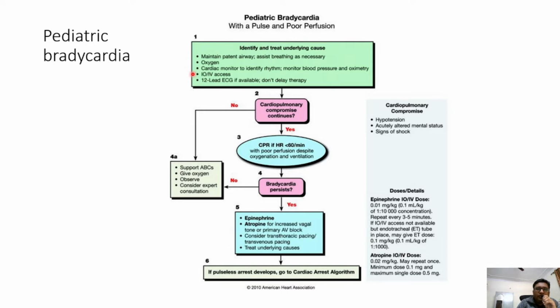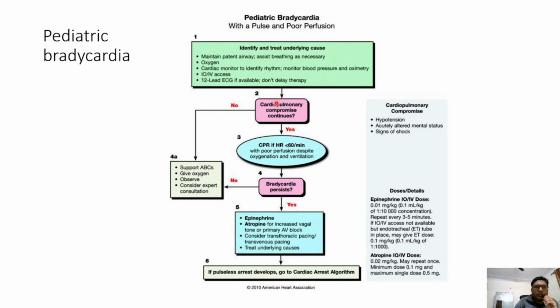give oxygen, attach the monitor if not already on one, and recheck the blood pressure and pulse oximetry properly, re-ensure the IV access, and get a 12-lead ECG if available. If the cardiopulmonary compromise continues, sometimes with oxygen and simple measures like a bolus, the heart rate might stabilize.